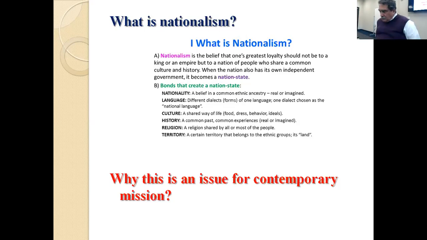Sure. When you say an issue, is this not the question at the bottom? Why is this an issue for contemporary mission? Is that kind of what you're asking? Yeah. Well, because missionaries are going to come from all different backgrounds. I think it's an issue if we don't have an understanding of what each individual country that we're going to, what their background is, all of this.